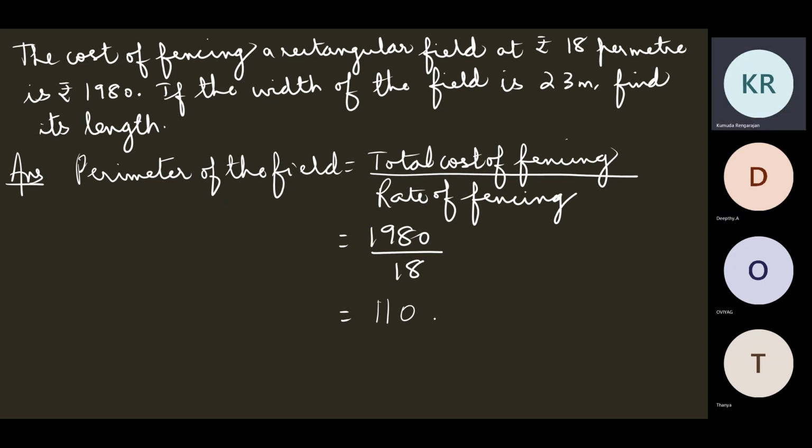Okay, fine. So this is the first step, children. Perimeter of the field is equal to total cost of fencing by the rate of fencing. Total cost is 1980. The rate is 18 rupees. Now, perimeter has a unit. You can see here in the question, it's given 18 rupees per meter. So the perimeter of the field is 110 meters.